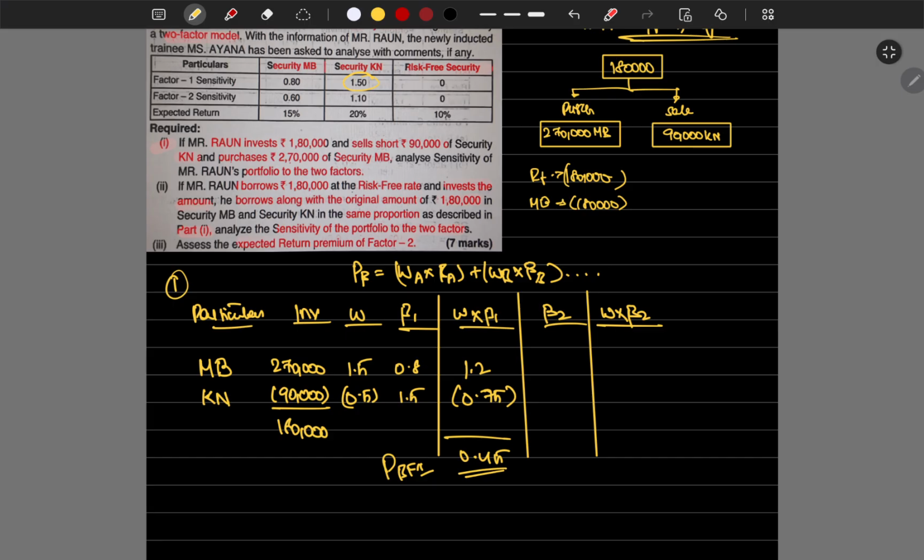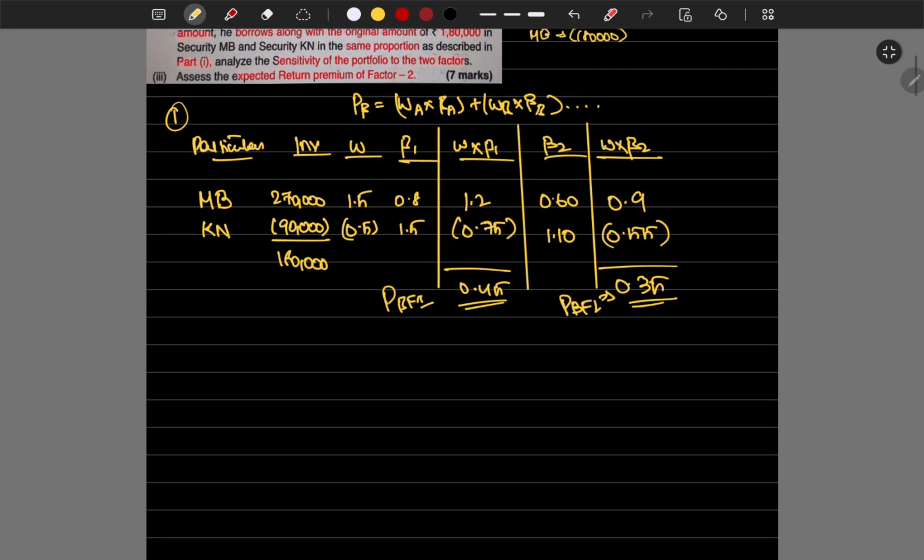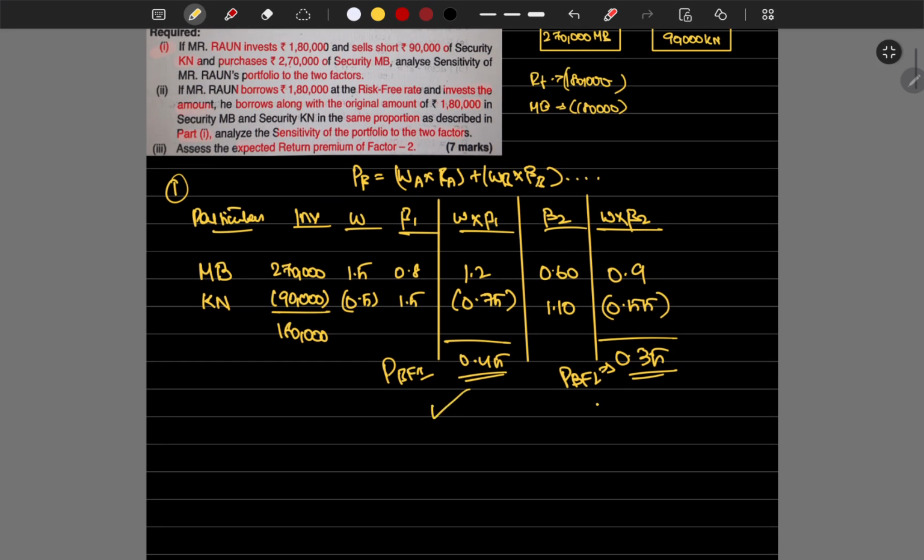Same we are going to do with beta 2. Beta 2 is 0.60 for MB and 1.10 for KN. Multiply this again: 1.5 into 0.6 is 0.9, and 0.5 into 1.1 is 0.55. Then 0.9 minus 0.55 is 0.35, the portfolio beta for factor 2. Okay, so we have found the portfolio beta for factor 1 and factor 2.